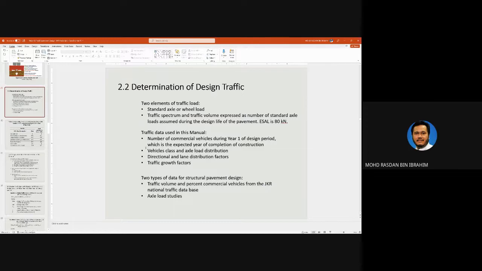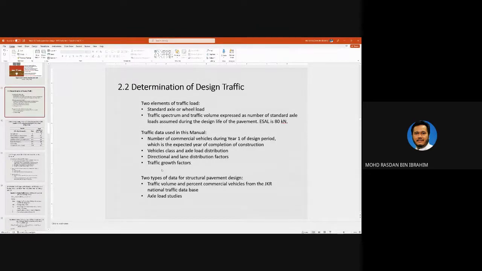Normally we just divide it into two lah. You have the total annual daily traffic, and then you just divide by two. You assume that the traffic is equally distributed between one lane and the other. And then traffic growth factor. So this depends on how long is the design lifespan that you want for your pavement.